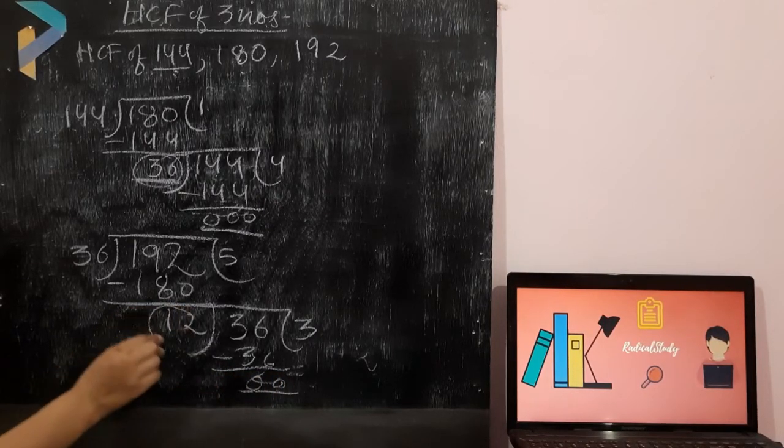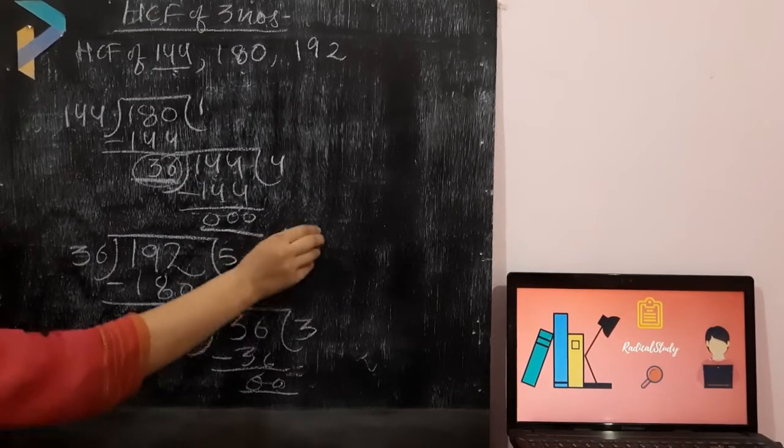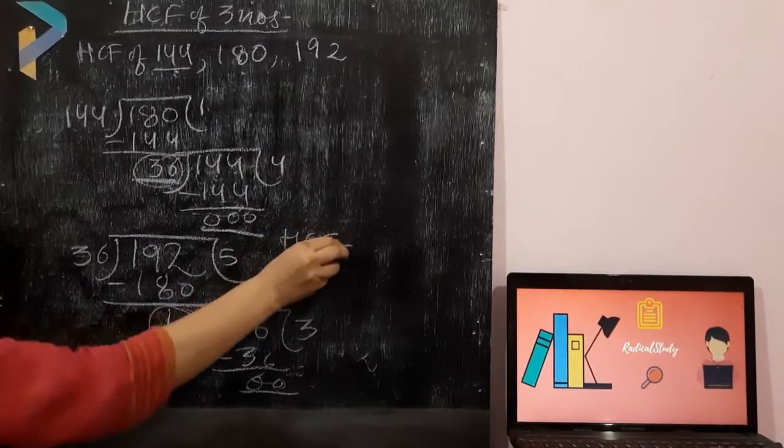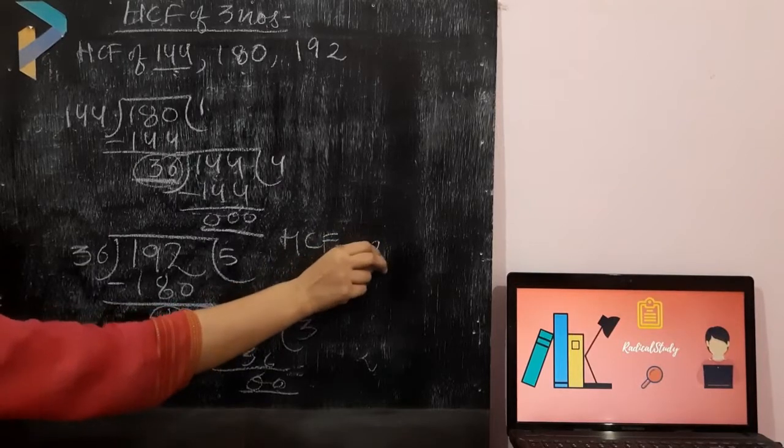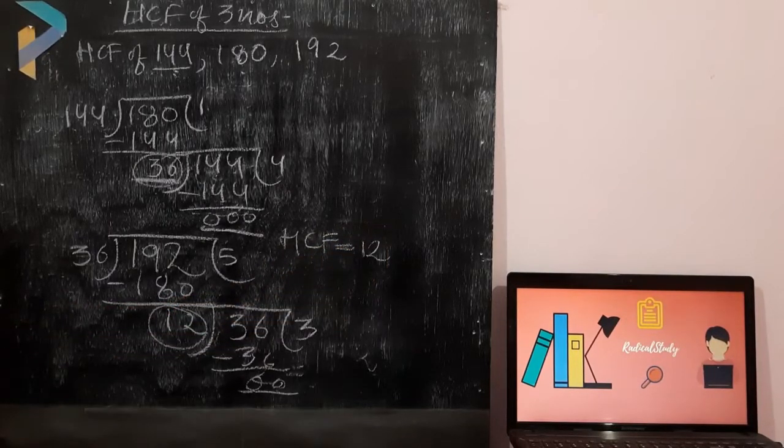So what is the HCF of these three numbers? It is 12. By the prime factorization method also we have found out the HCF as 12. And by this method also we have found that the HCF of these three numbers is 12. Now I am going to start the next exercise for you.